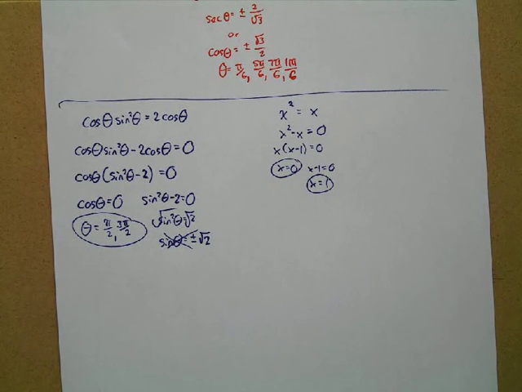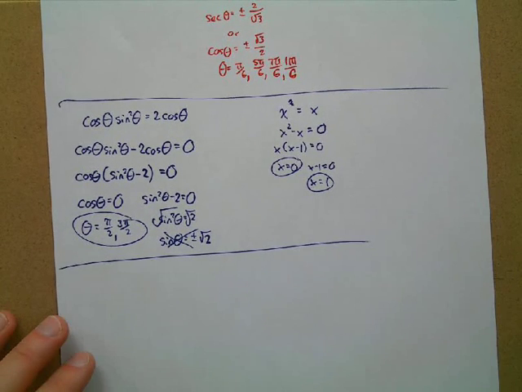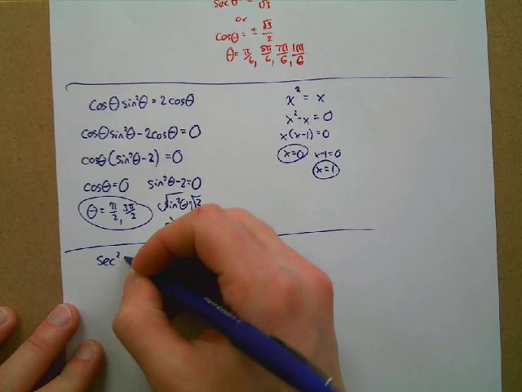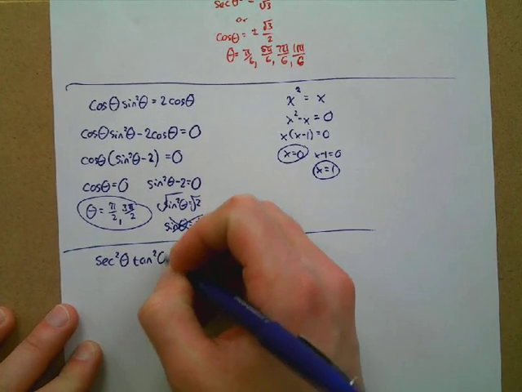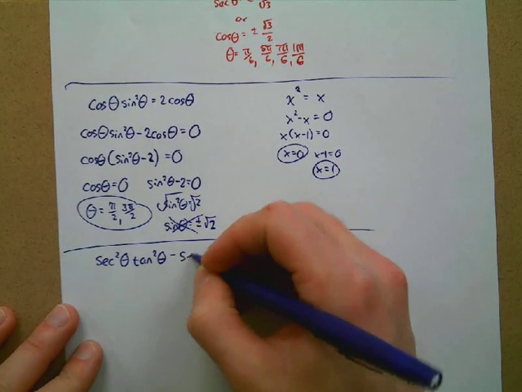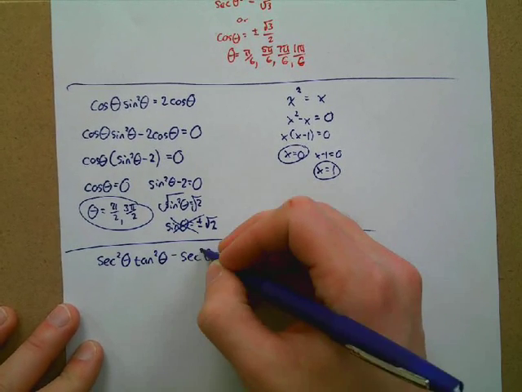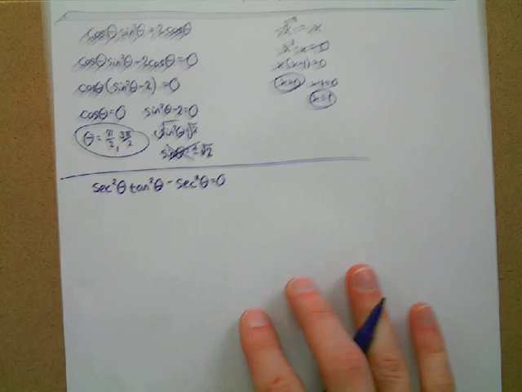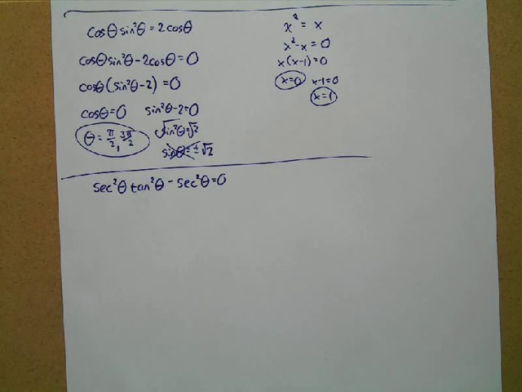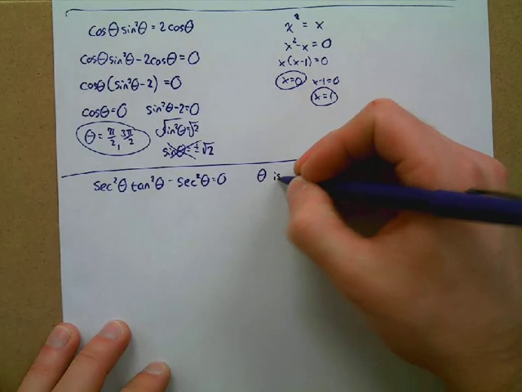So let's do one more here. And let's say secant squared theta tangent squared theta minus secant squared theta equals 0. Secant squared theta tangent squared theta minus secant squared theta equals 0. Okay, and again, theta is in the interval 0 to 2 pi. So it's very similar to the one we just did.